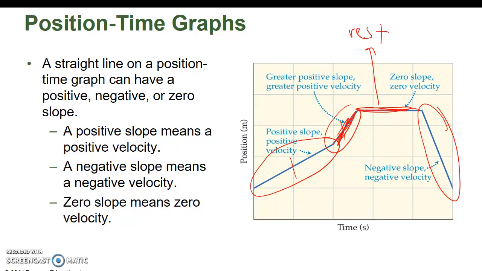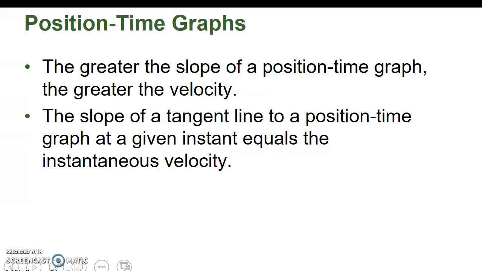Now remember, negative velocity and positive velocity does not mean fast or slow when we compare them. It just means the direction. This is going in the positive direction. This is going in the negative direction. This one is going to the right. This one is going to the left. It's the slope that determines fast or slow. And with zero slope, that means we are at rest. So, the greater the slope, the greater the velocity.